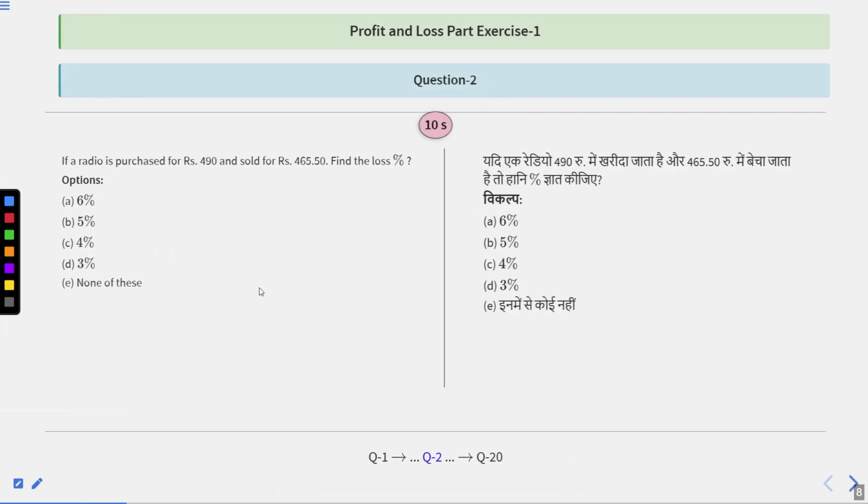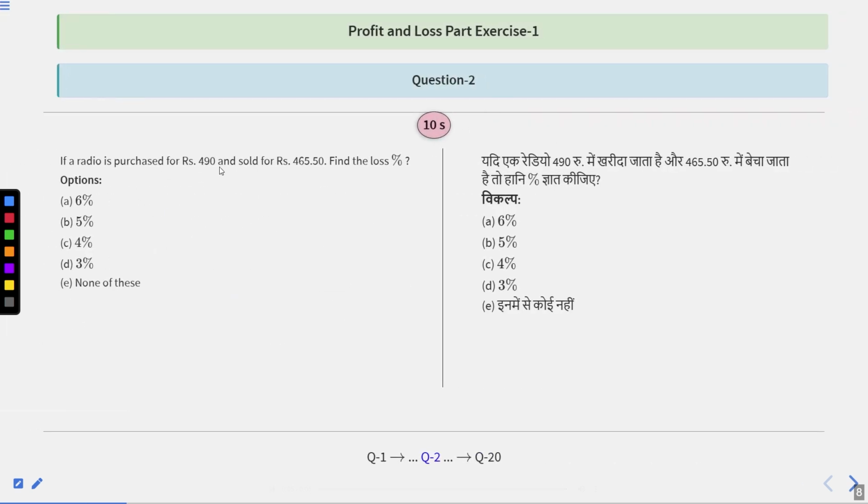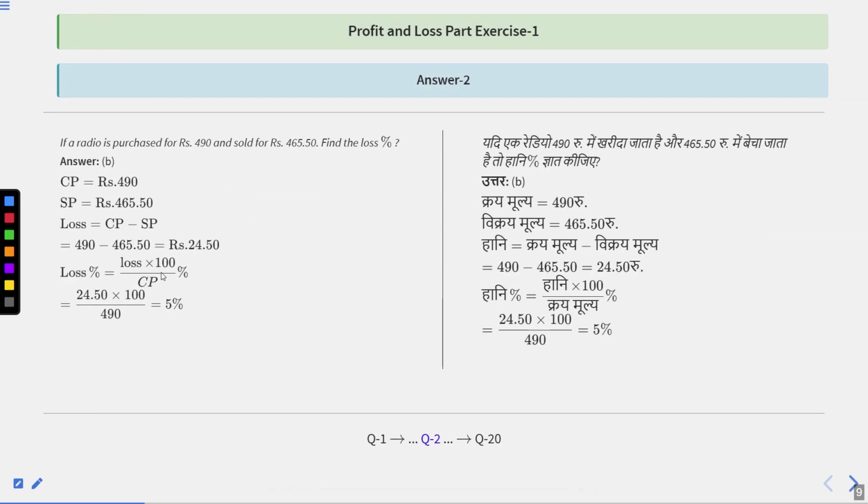Next one. If a radio is purchased for rupees 490 and sold for rupees 465.50, find the loss percent. You have 5 options and 10 seconds to analyze the question. Your time starts now. Now time's up. Let's see the solution.